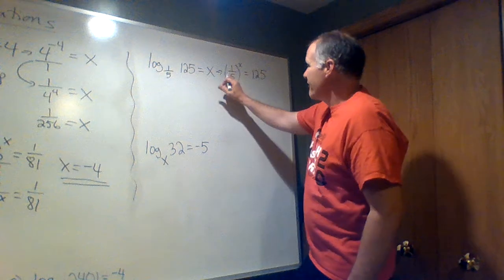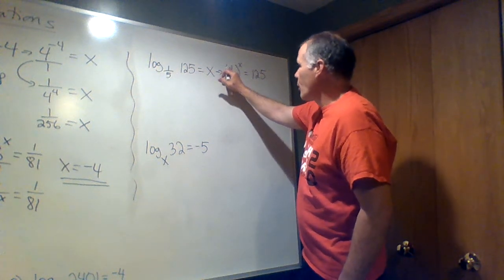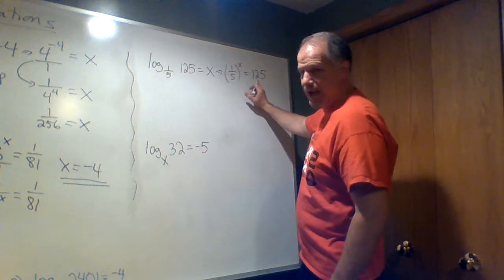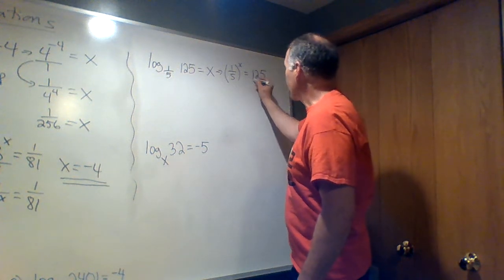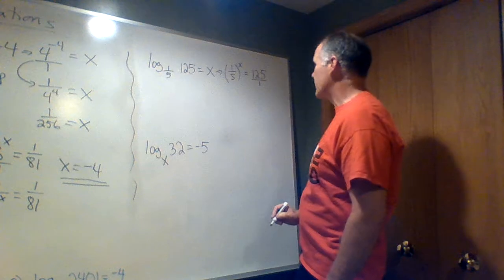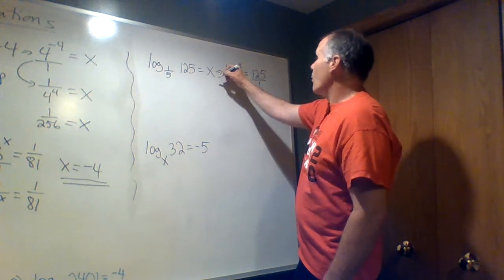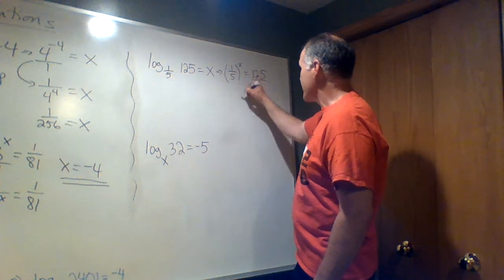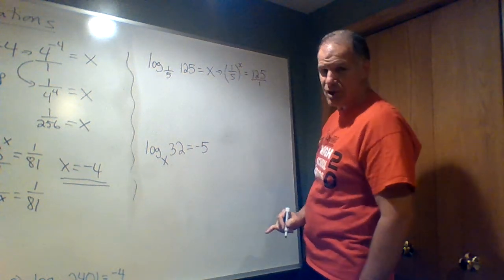So guys, the 5 is on the bottom. There's a 1 on top. And some power turns it into a regular number. Remember, I could say like 125. I could say 125 over 1. So the 1 over 5 could not become this right here unless it flips over.